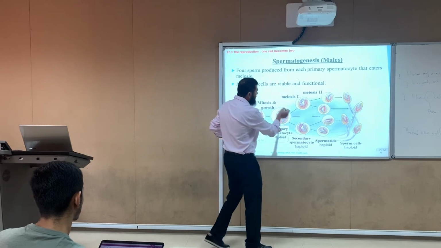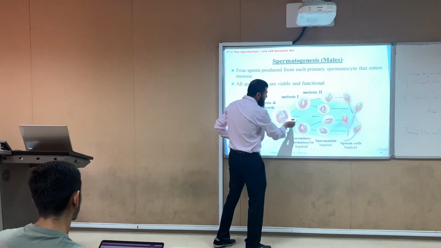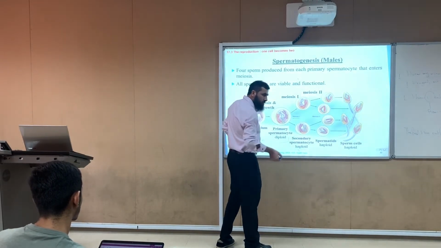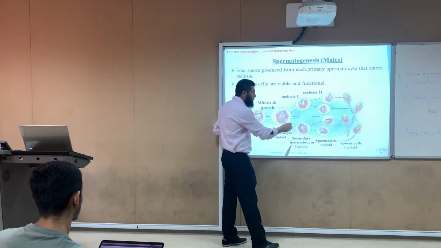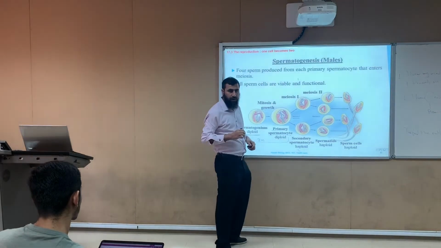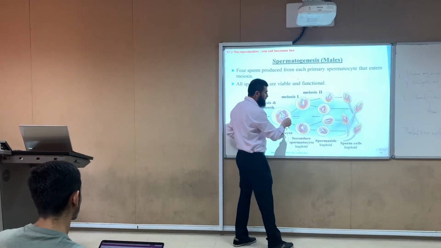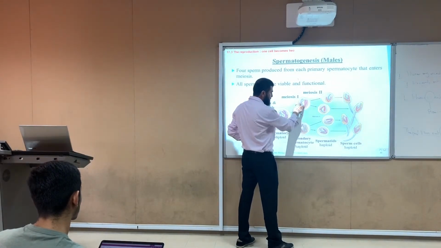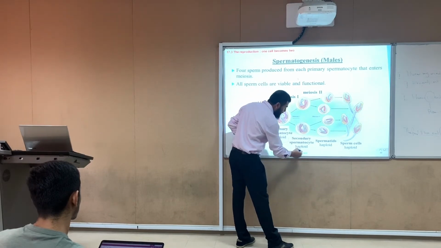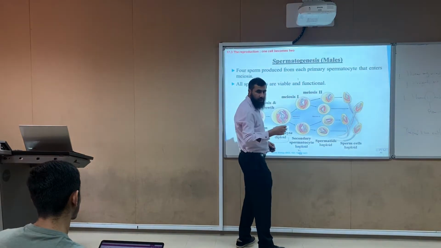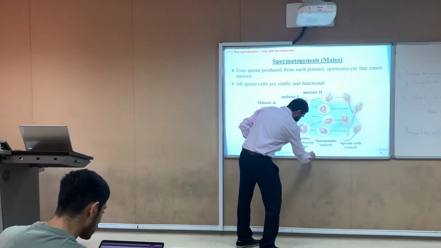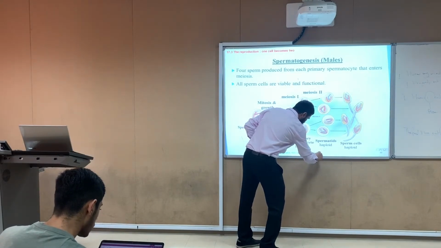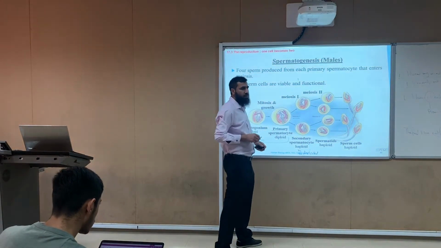So you get the first round of meiosis. Remember, in the first round of meiosis, you get crossing over, independent assortment, and homologous pairs separate. So in meiosis one, homologous pairs separate and you get two new cells. These cells are now N. So they have 23 duplicated chromosomes. We call it 23 duplicated chromosomes.